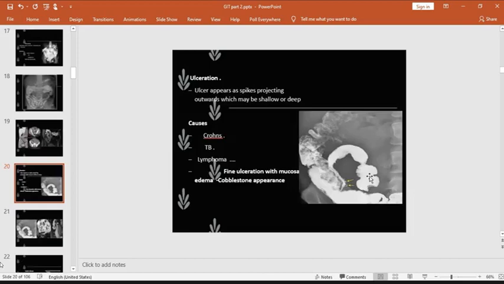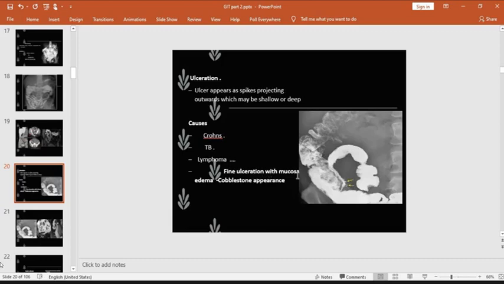Another sign of small bowel disease is ulceration. Ulcers appear as spikes projecting outward, which may be shallow or deep. If you look at these tiny spikes arising from the wall, this is called ulceration. The ulceration may be caused by Crohn's disease, by TB, lymphoma.